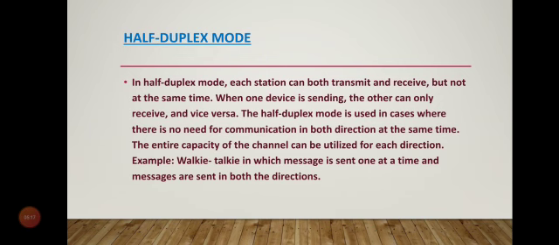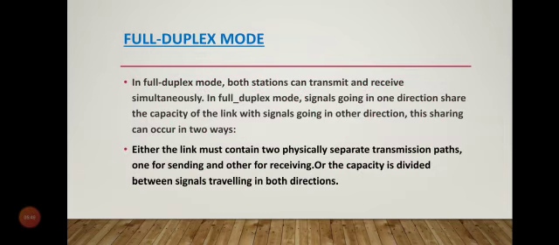The half duplex mode is used in cases where there is no need for communication in both directions at the same time. The entire capacity of the channel can be utilized for each direction. For example, the walkie-talkie, in which a message is sent one at a time, and messages are sent in both directions.